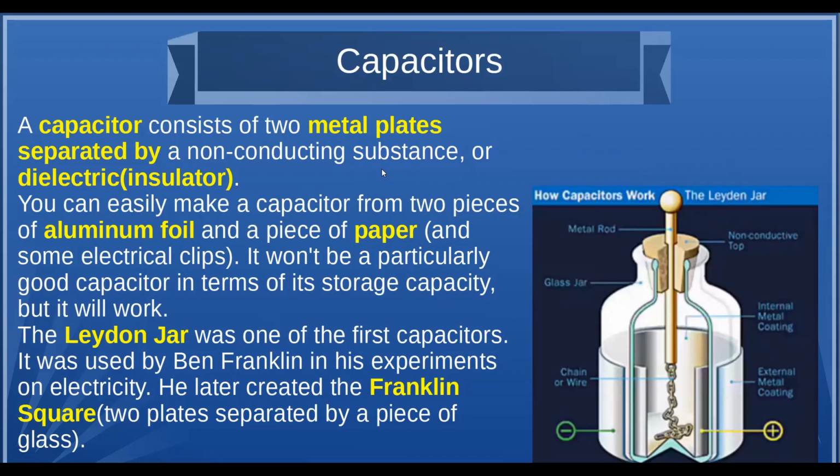Most of the modern ones, the earlier ones, were made with aluminum foil and a paper, like a wax paper separator, and they rolled it up into a tube. They call those tubular paper capacitors, and they're still around. Like I said, the Leyden jar was one of the first ones. And old Ben Franklin actually invented one he called the Franklin square, which was 2 plates separated by a square piece of glass.